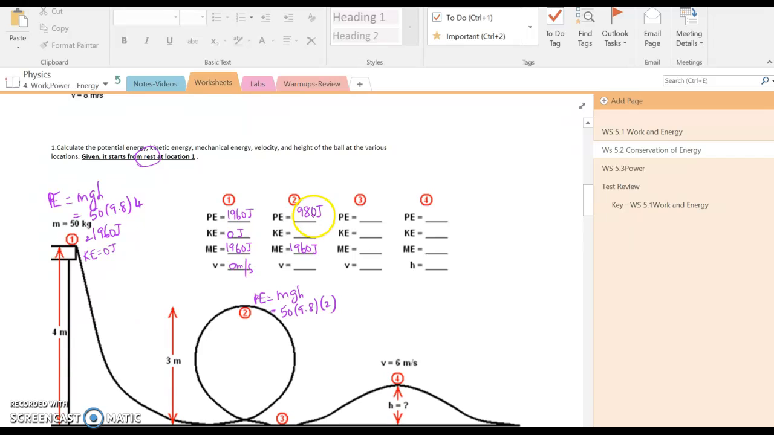So if potential is 980 and the total is 1960, then you can write kinetic energy as total minus potential. So it is 1960 minus 980, so it is also 980 joules. And if you know the kinetic energy is 980, then we can say 980 equals mass times v squared over 2, which means 50 v squared over 2 equals 980, and that helps us solve for v as 6.3 meters per second.